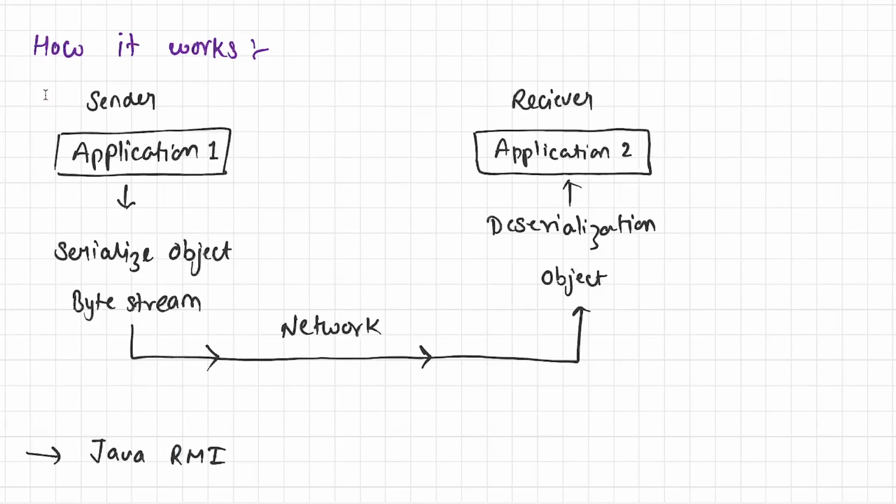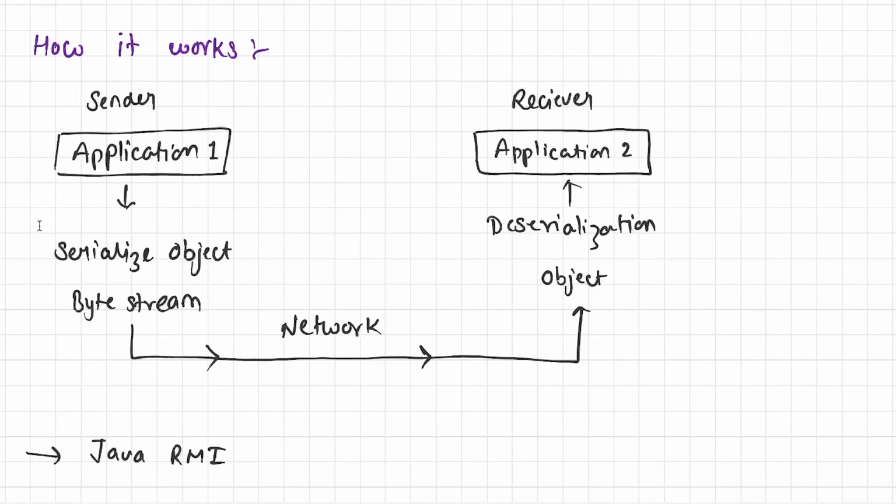Let's say we have a sender application and a receiver application. Now what happens if application 1 wants to communicate with application 2? We assume that both applications are working in Java, and in Java everything is represented as an object.